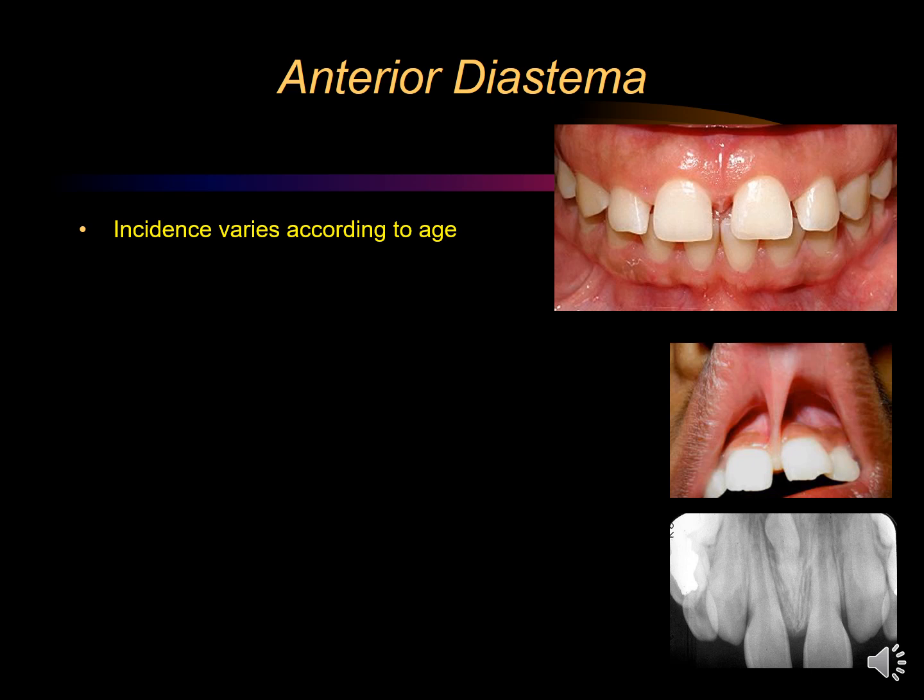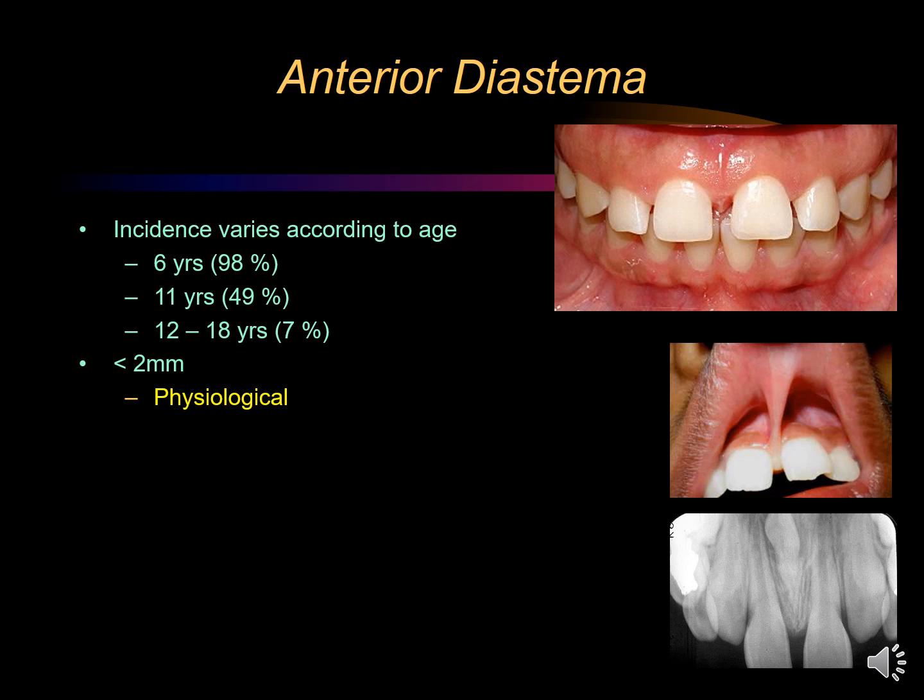Okay, anterior diastema. The incidence of anterior diastema varies according to age. The incidence at 6 years is about 98%, at 11 years it drops to 49%, and at 12 to 18 years it's 7%. Now, if the diastema is less than 2 millimeters, it may be a physiological diastema, and this is commonly associated with what is known as the ugly duckling stage.